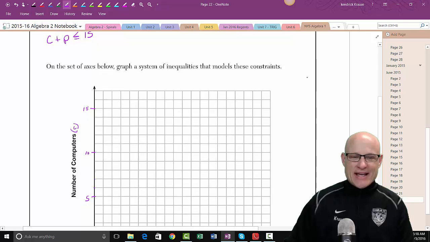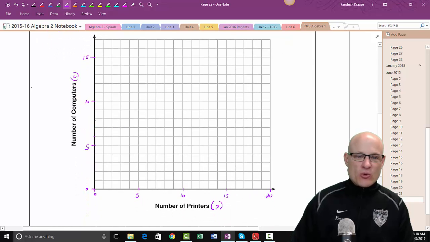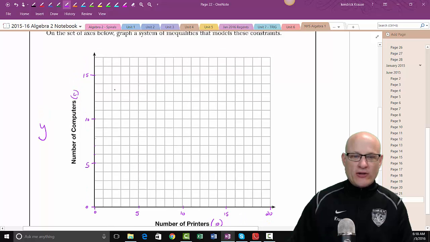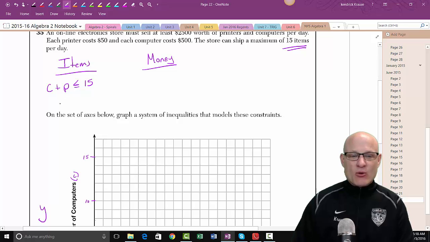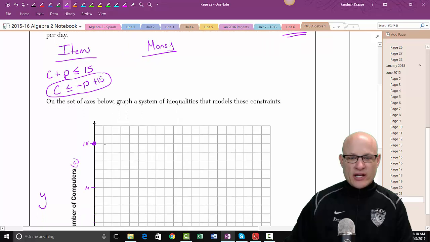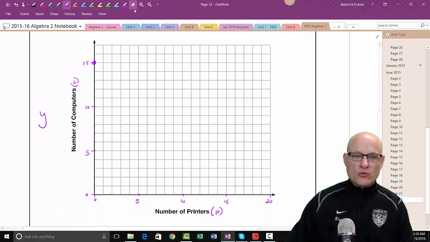Now, on the y-axis, this is normally the y-axis, right? In this case, we're using computers. So I want to solve these equations both for C, since computers is my y-axis. So C is less than or equal to negative P plus 15. So we're going to graph this equation first. So the y-intercept is 15, and my slope is negative 1. So I'm going to go down 1 over 1.